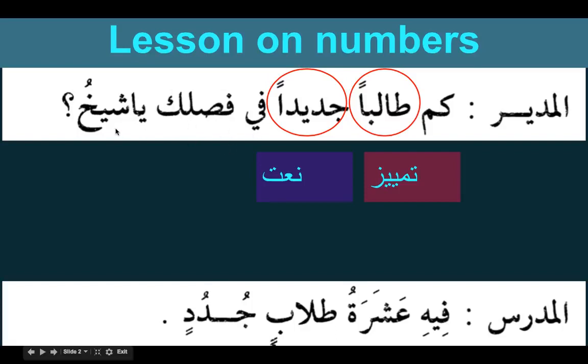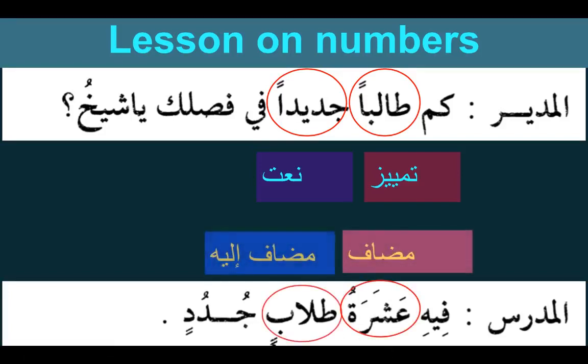Ya shaykhu. So he's asking the teacher, Ya Shaykh, how many new students in your class, Ya Shaykh? So the mudarris is replying, Fihi. So Fihi is jar majroor, shibu jumla khabar muqaddam. Then we have asharatu as mubtada muakhar. Why is it not indefinite? Because it is becoming a mudaf. So asharatu tullabin. This is mudaf, mudaf ilayhi.